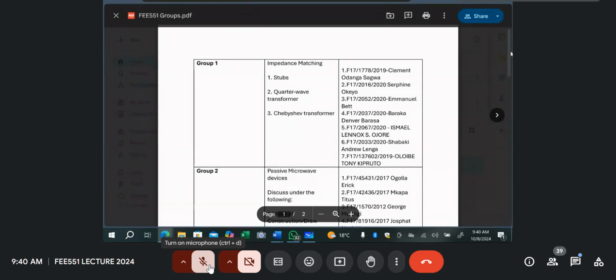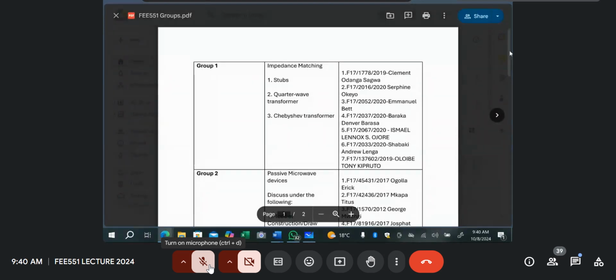Group 1, they've done very well. I like the slides there. The presentation on the Microsoft whiteboard was really great. Only that they started with the harder one, the Chebyshev transformer, so I think they floated a little bit. But let's let them. I'm sure they'll do a good job tomorrow on the stub matching. And then from there we learn how to present. But they have done very well.